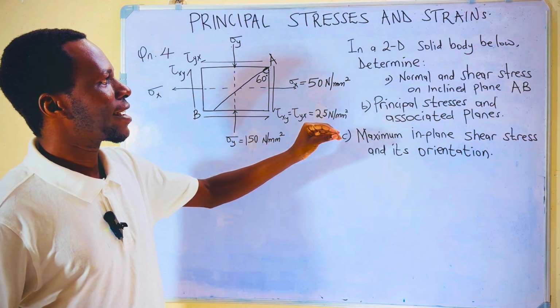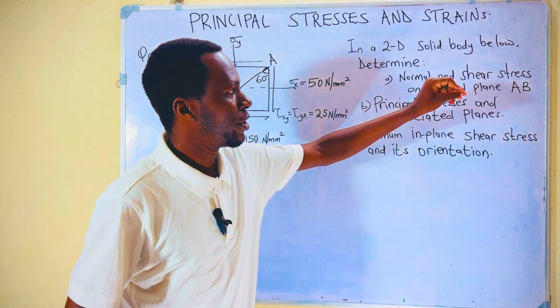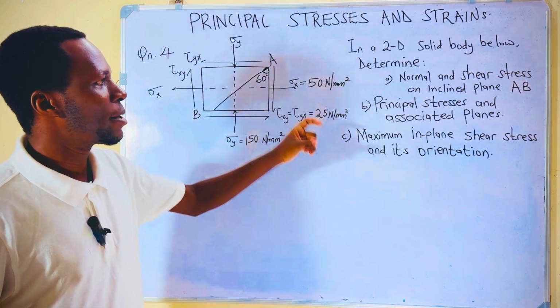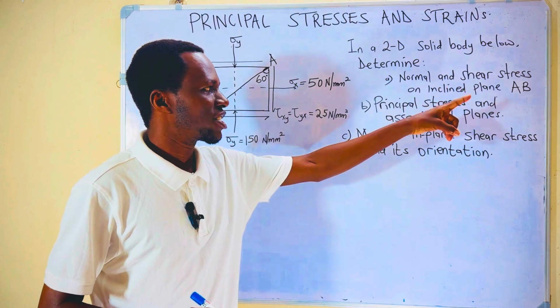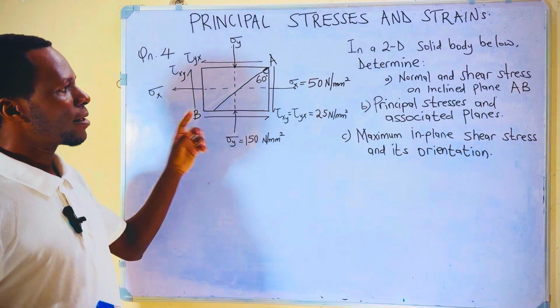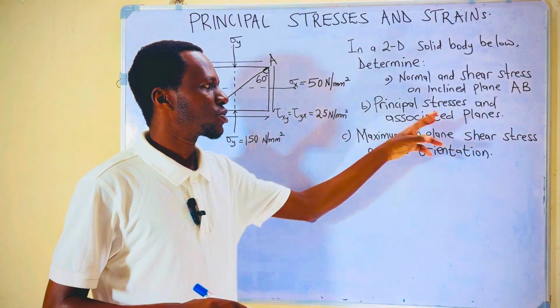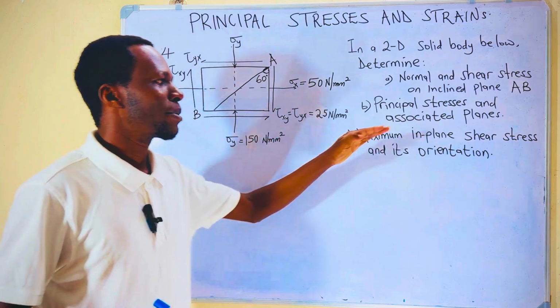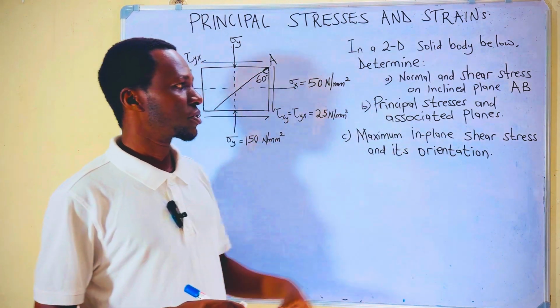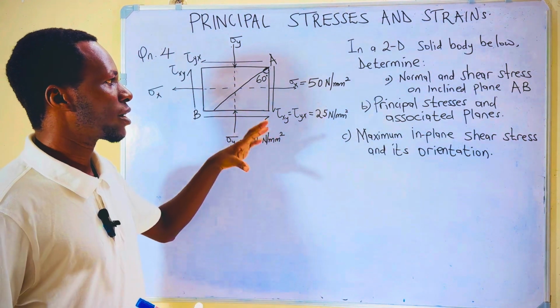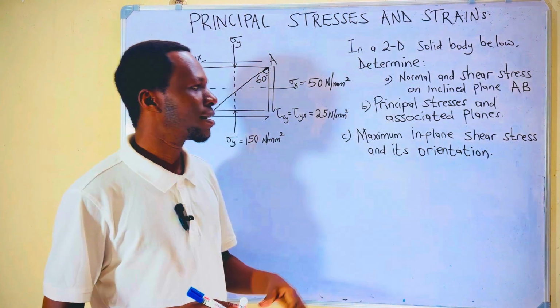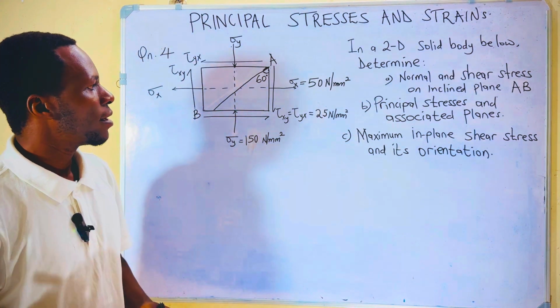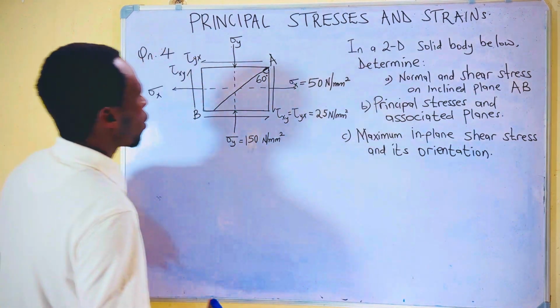This is saying in a 2D solid body below, you're asked to determine the normal and shear stress on the inclined plane AB, then the principal stresses and associated planes, then maximum in-plane shear stress and its orientation. I will again put this particular question in the description of the video in case you can visit the question once again. So let's get to know what is given.